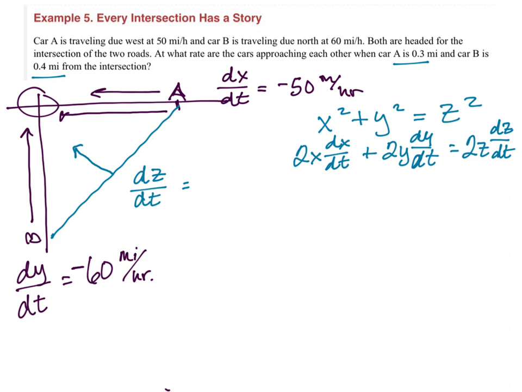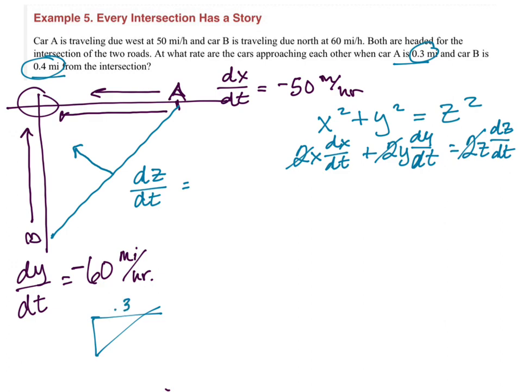Cool. You note that everything has a 2 in front? Lose them. We do know what to plug in for x. They told us car A is 0.3 miles and car B is 0.4 miles. So there's our x and our y. We also have dx/dt and dy/dt. So out of all of this, what's the only thing we don't have? We don't have dz/dt. We're solving for it. We also don't have z. Can we get it? Yeah, we can just do regular little Pythagorean theorem to figure out what z is.